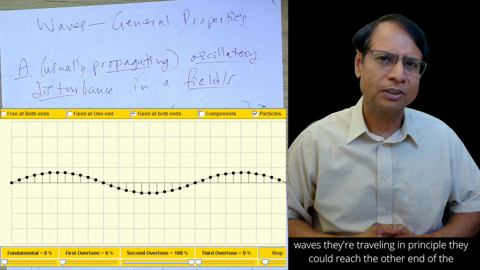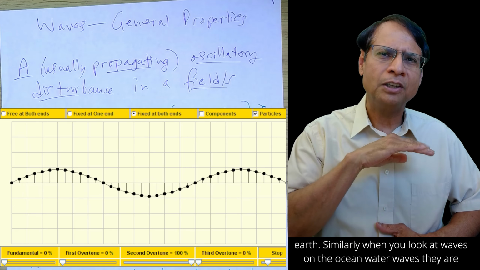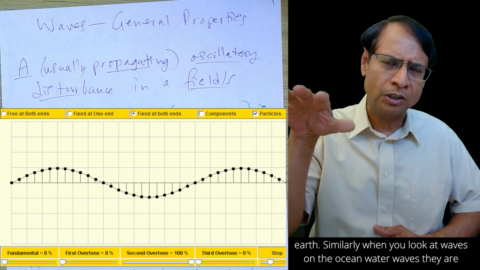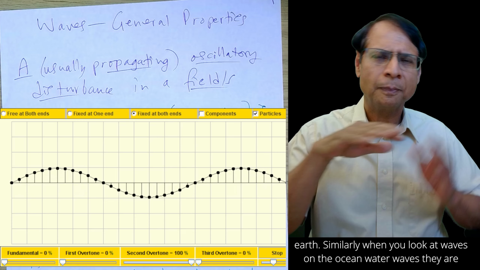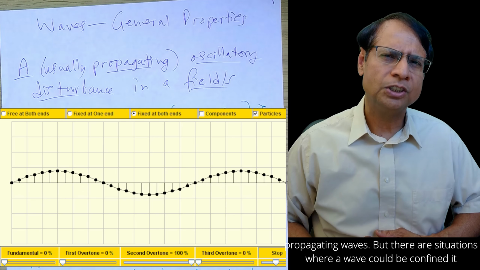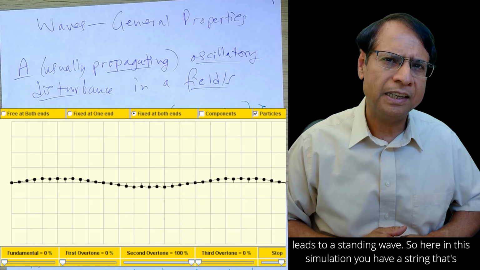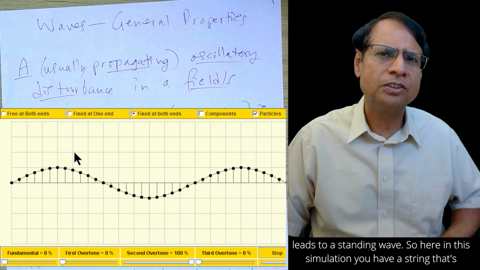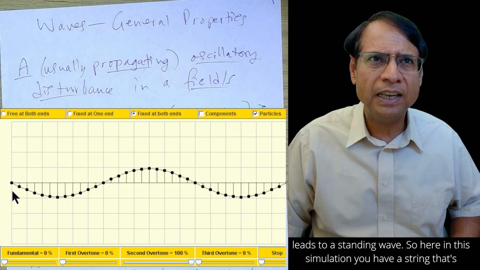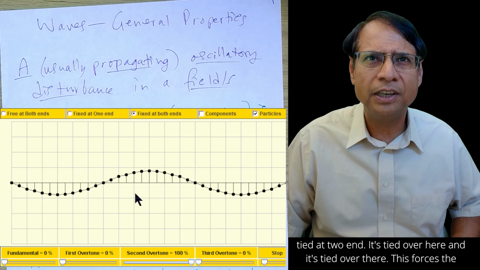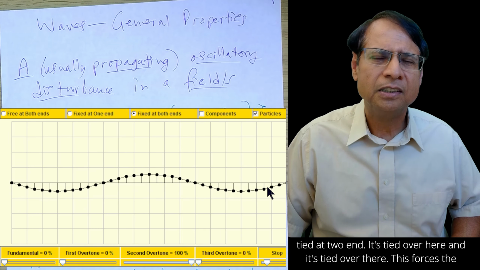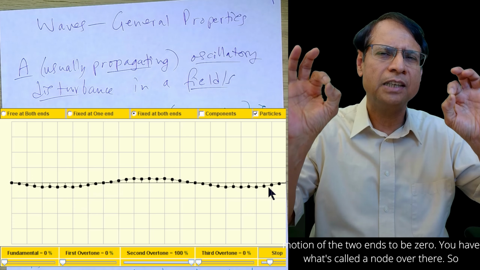In principle, they could reach the other end of the earth. Similarly, when you look at waves on the ocean, water waves, they are propagating waves. But the situation where the wave could be confined leads to a standing wave. So here in the simulation, you have a string that's tied at two ends. It's tied over here and it's tied over there. This forces the motion of the two ends to be zero.